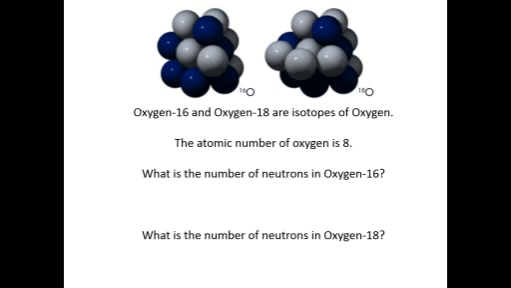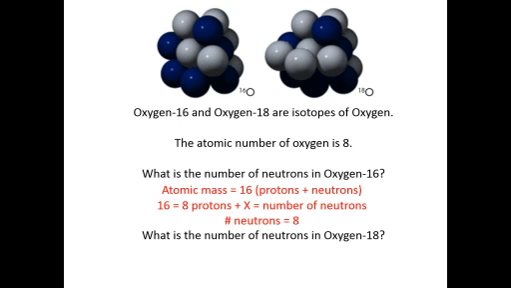So what is the number of neutrons in oxygen 16? Well, the atomic mass of oxygen 16 is 16. What determines the atomic mass? The protons and neutrons. So 16 minus the number of protons, the atomic number, 8, gives you the number of neutrons, 8. What about oxygen 18?